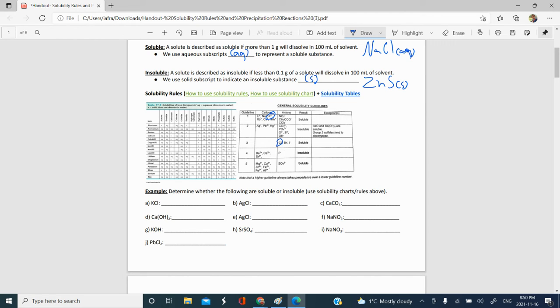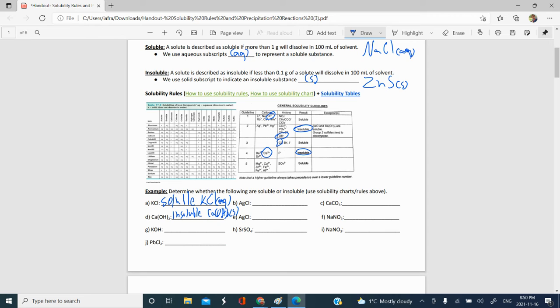So for potassium chloride, potassium's here, chloride is over here. Potassium wants to be soluble, it's higher up, so it's going to be soluble. And so if it's soluble, we're going to put KCl(aq). Let's look at calcium hydroxide. Calcium's over here, hydroxide's over here. Both of them want to be insoluble, so there's no argument. This is going to be insoluble, and so we can put Ca(OH)2 solid.